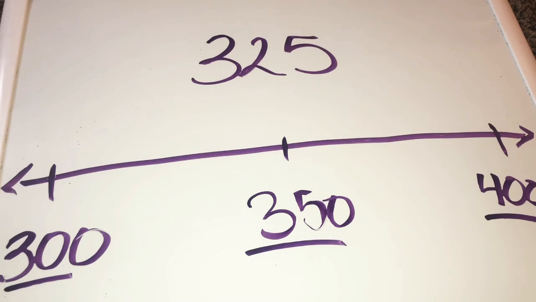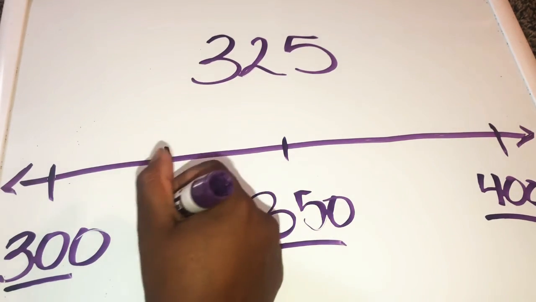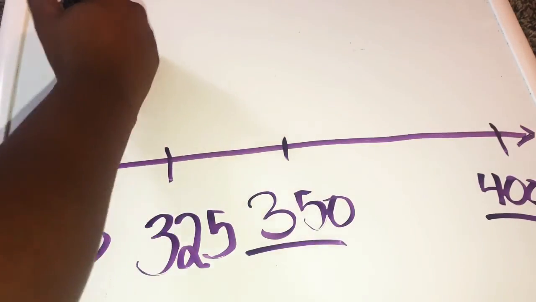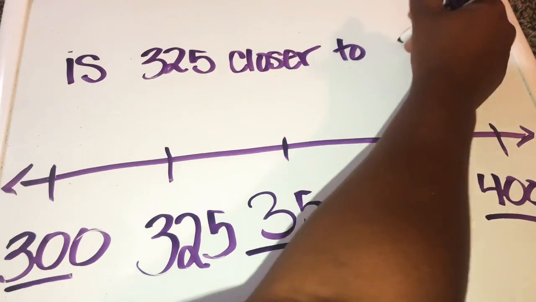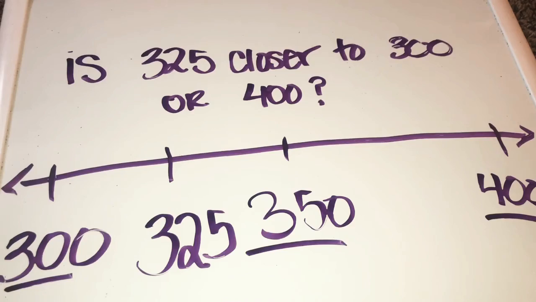Once again, we need to figure out where the number that we're rounding falls on the number line. Where does 325 go on this number line? 325 is directly between 300 and 350. So now we have to figure out, is 325 closer to 300 or closer to 400? 325 is closer to 300. So we would round 325 down to 300.